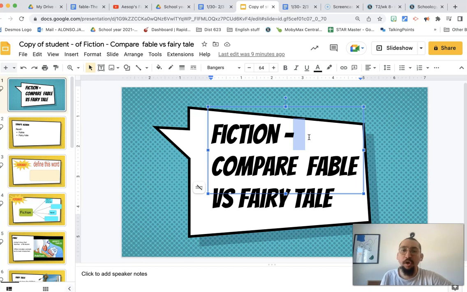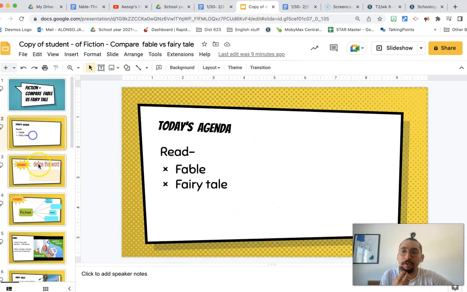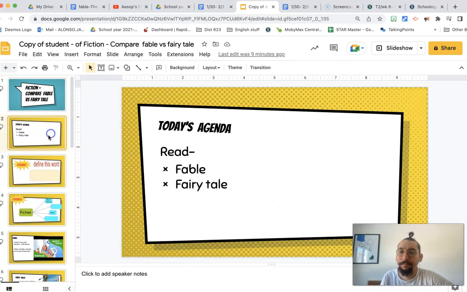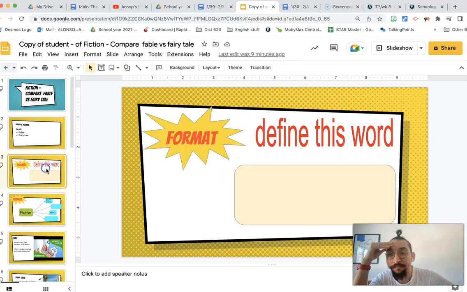You put here compare fable. This one is different. So yeah, compare fables and fairy tales, right? So that is what we're doing first. So again, compare fable and fairy tales. You have to fill those out. All the reading is going to be within this slide, so you don't have to go anywhere.